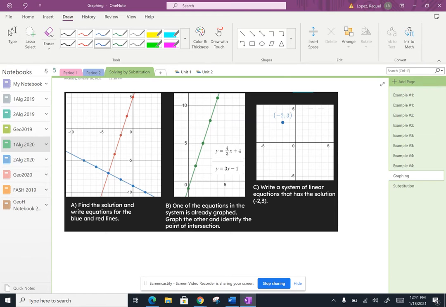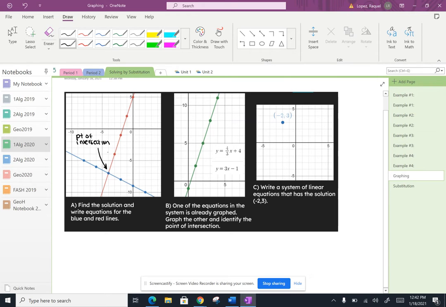So let's start off with A. So A says, find the solution and write equations for the blue and red lines. Okay, so anytime we're asked to find a solution and we're given a graph to a system of linear equations, all we really have to look for is that point of intersection. And here it is. That is the point of intersection. That's the solution to our system.